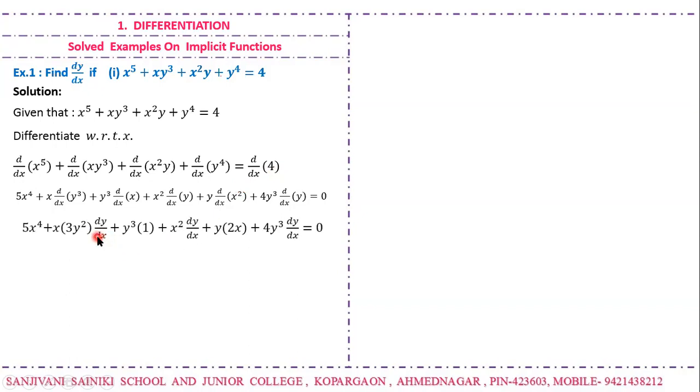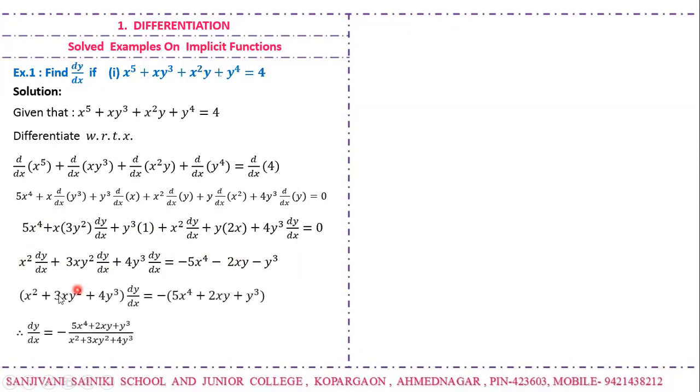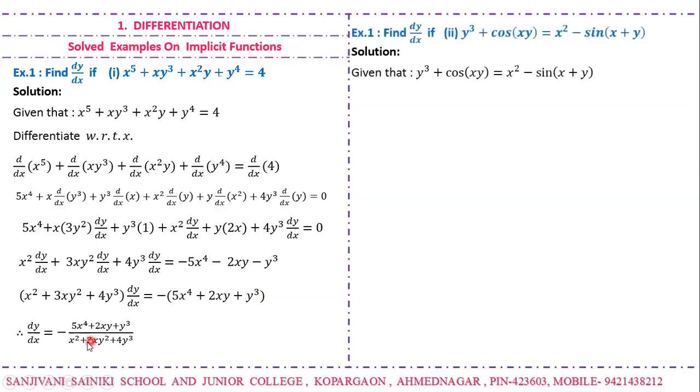Now there are three terms which contain dy by dx, so we will group them together and group the other terms on the other side. Taking dy by dx common from these terms, the remaining factor will be divided to the other side. So this is the derivative of the implicit function.